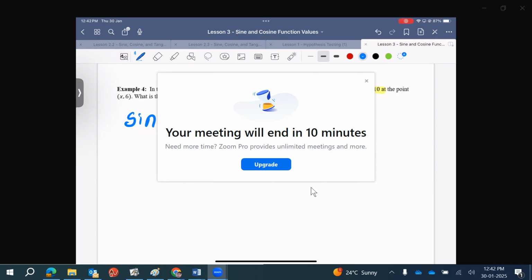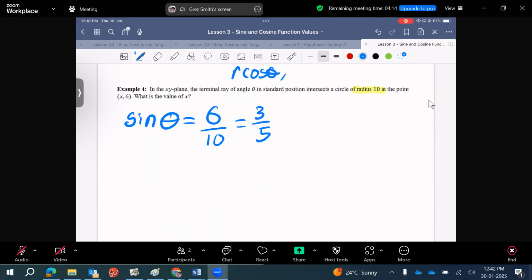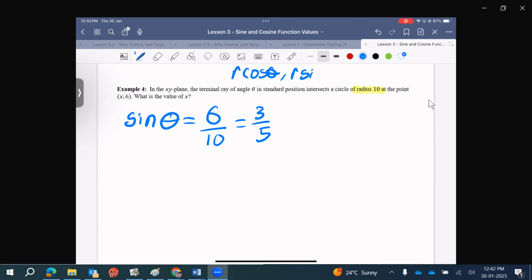So the coordinates are r cosine theta, r sine theta. This is the coordinates of the points on the circle. So r sine theta is equal to 6, which implies that sine theta is 3 over 5. All right, that's the first part.